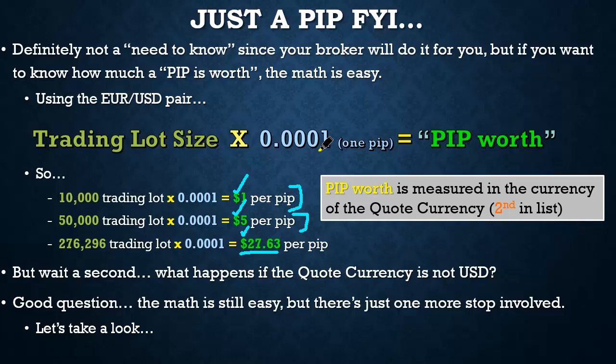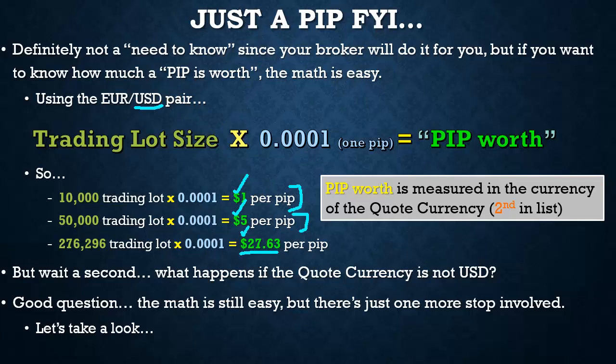Pip worth is measured in the currency of the quote currency, which is second in the list. So again, going back to our currency pairs, remember, there's 2 things in the list. The pip worth is measured in the currency of that second. So that's why for the euro-dollar here, the US dollar is listed second. And that's why we can say that it's listed at American dollars per pip, because the second in the list here is the US dollar.